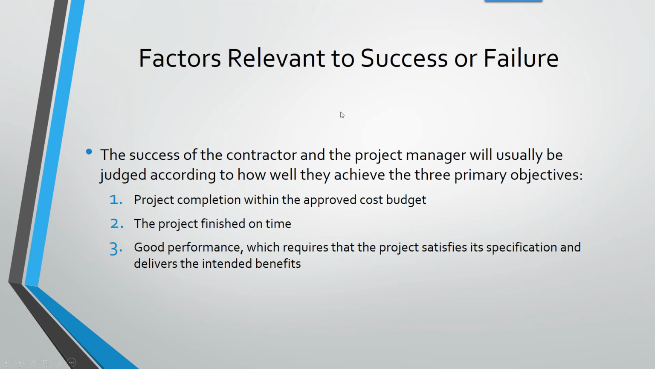Okay, factors relevant to success or failure. The success of the contractor and the project manager will usually be judged according to how well they achieve three primary objectives. Did the project get completed, and was it completed within the approved cost budget? Okay, that's a big one. Did it finish on time? So first one, it's done within the budget. Two, it's done within the time. And three, is the outcome a good performance? All right, so did it satisfy the specification and deliver what the intended benefit is?